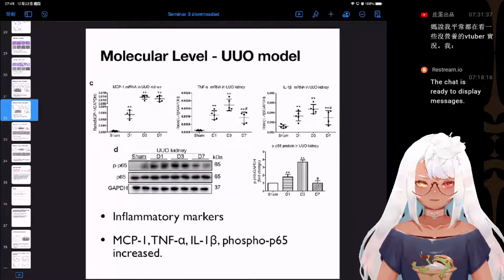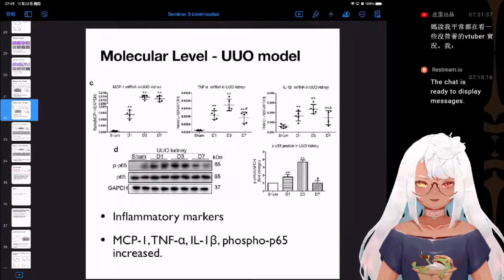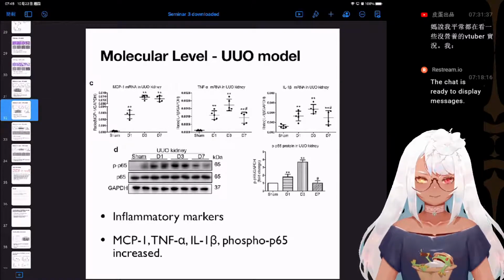Also an increase in these inflammatory markers, as well as phospho P65.